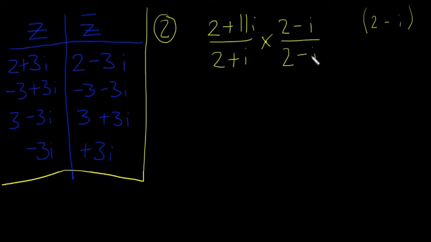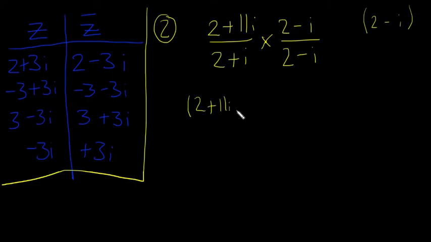Okay? So the top and the bottom by 2 minus i. Yeah? So technically, (2 minus i) over (2 minus i) is just 1. So we're not actually changing this. We're not breaking any rules. We're just writing it in a different way. Okay? So I'm going to just do the top line over here.